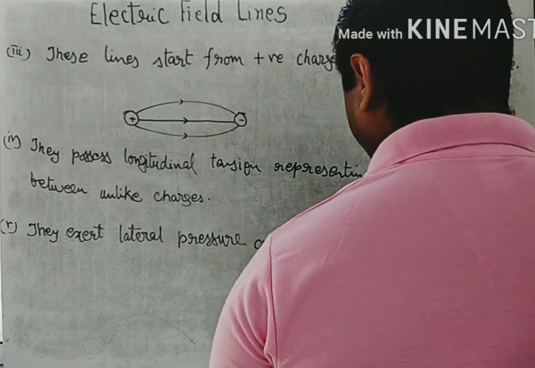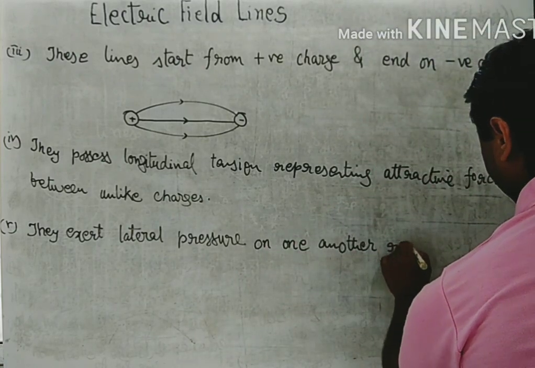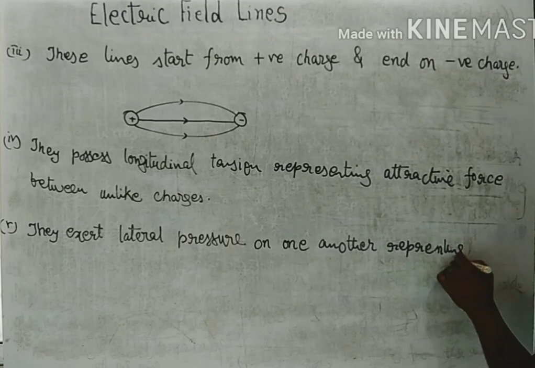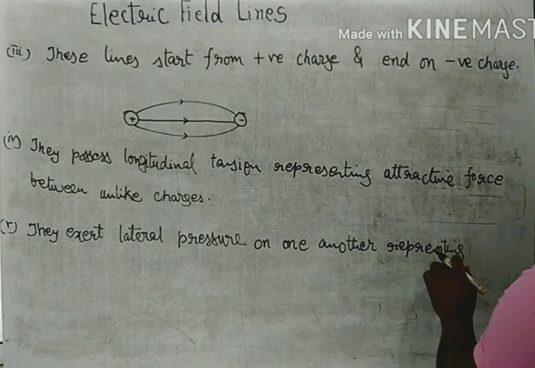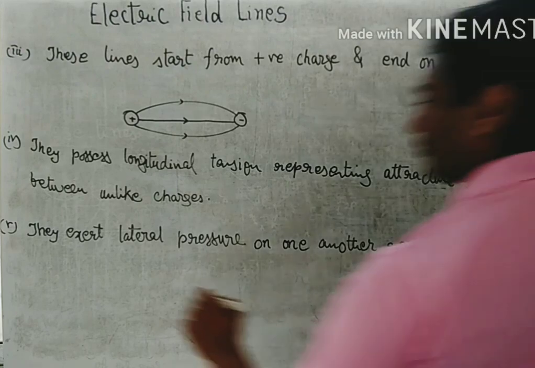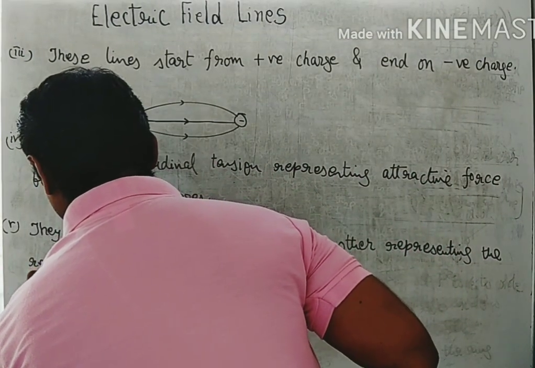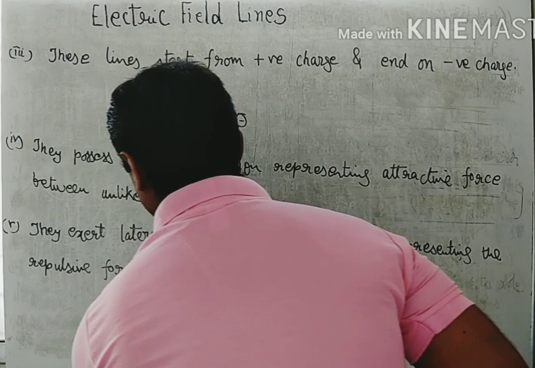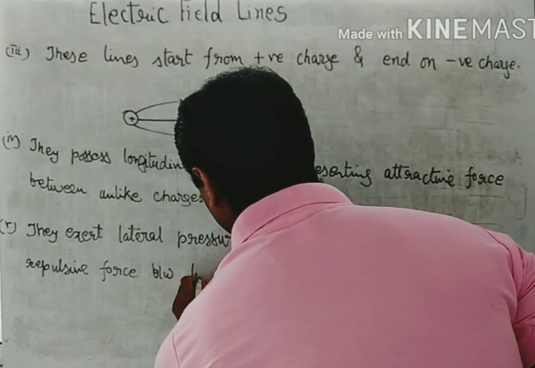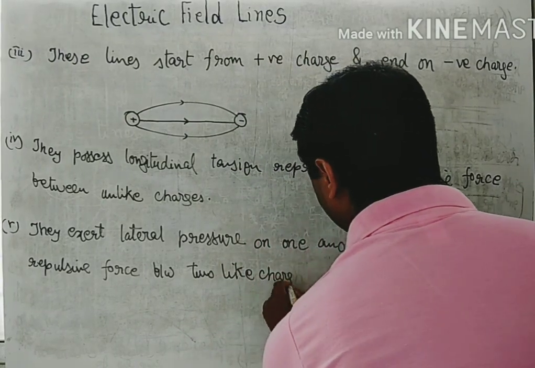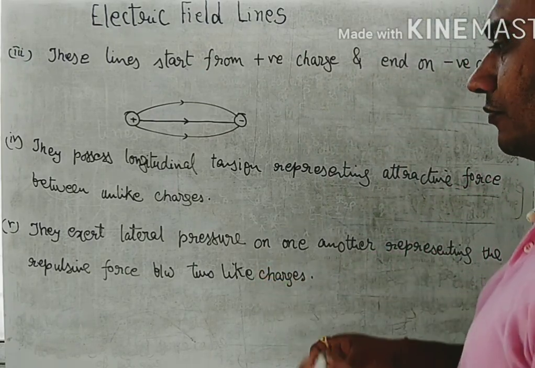So here you can write, representing the repulsive force between two like charges. So this is the fifth property.